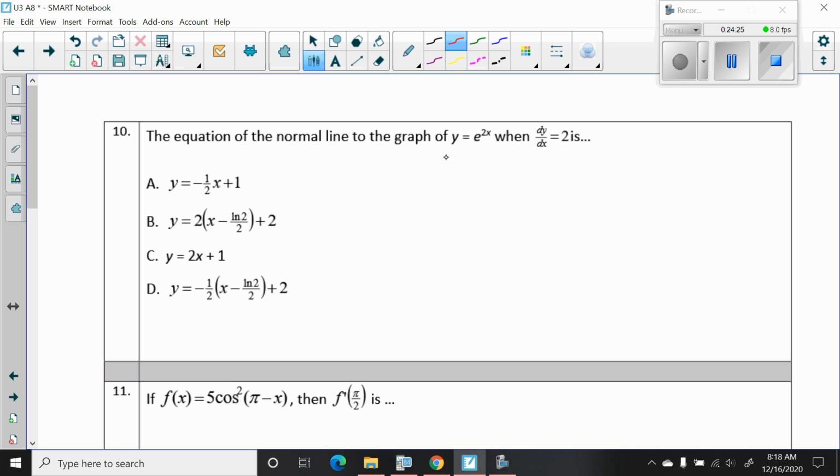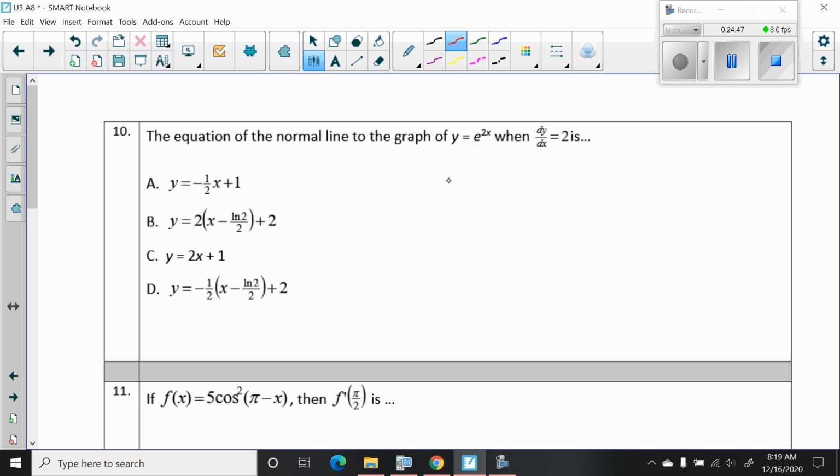The equation of the normal line to the graph of y equals e to the 2x when the derivative is 2. All right, just find the equation of the normal line when the derivative is 2. So we need the x and y values. It's got to be this negative a half, because we're talking normal line.